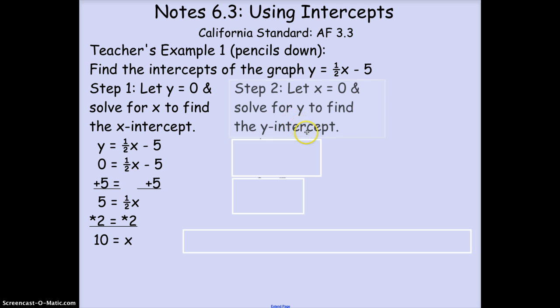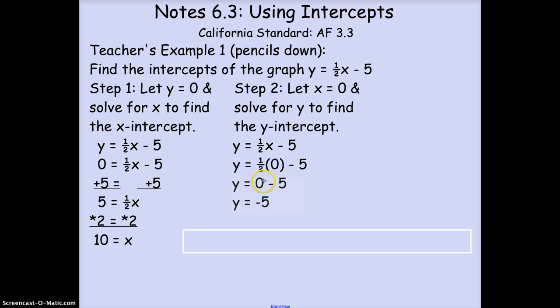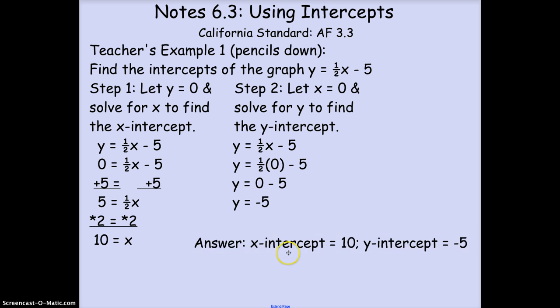Then I need to do the same thing to find the y-intercept. So I need to make x 0. This one's the easier one when it's set up this way, because of course we're multiplying by 0, which is 0, and then subtracting 5, which is -5. So our x-intercept is 10, our y-intercept is -5.